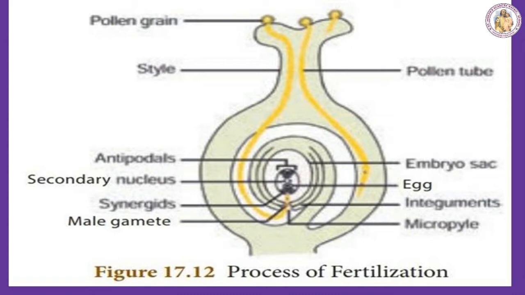After the triple fusion, the primary endosperm nucleus develops into the endosperm. Endosperm provides food to the developing embryo. Later, synergids and antipodal cells degenerate. So, the significance of fertilization: the ovary develops into the fruit. It helps the development of new characters from two different individuals. So this is how fertilization takes place, the process of fertilization.